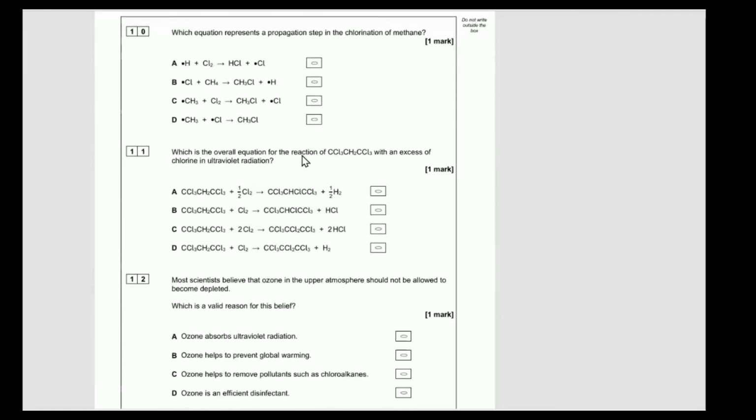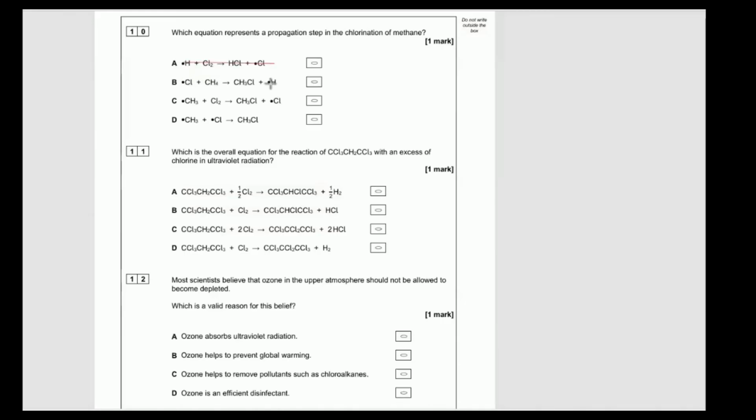Okay, let's move on to multiple choice question 10. Which equation represents a propagation step in the chlorination of methane? Okay, I don't like these ones with a hydrogen free radical. They're obviously not in the chlorination of methane. Obviously, we should get rid of A. That's got a hydrogen free radical.